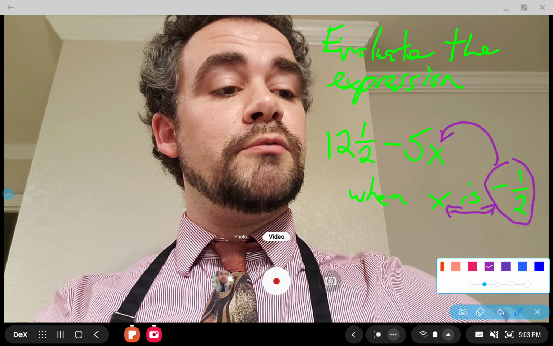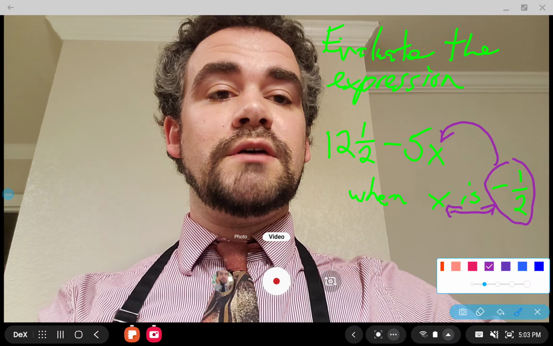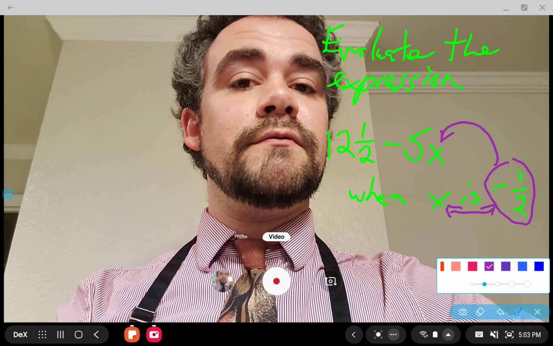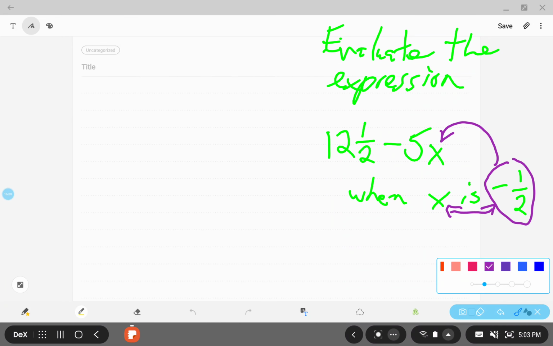I'll keep the purple. I like the purple. So that means, oh, I shouldn't cover the camera. That means you're going to have, oh, that works. 12.5 minus 5, and the x is being replaced by negative 1/2. So when the x is being replaced by negative 1/2, it does not mean 5.5, because the x is actually being multiplied by the 5. So this means that 5 is now being multiplied by negative 1/2, okay?